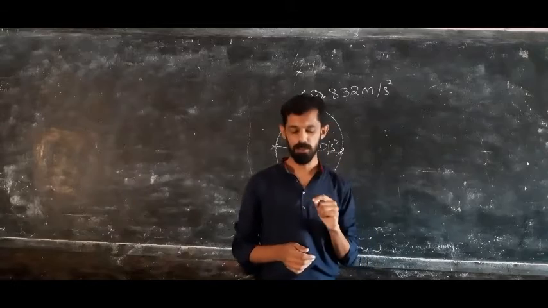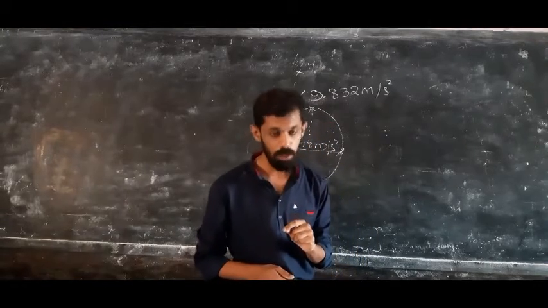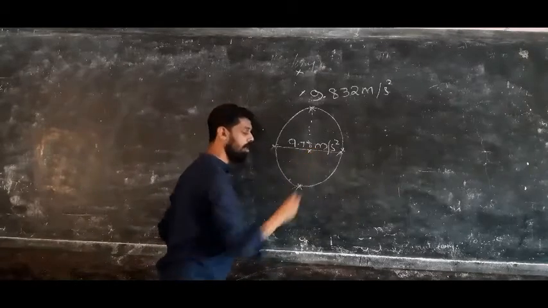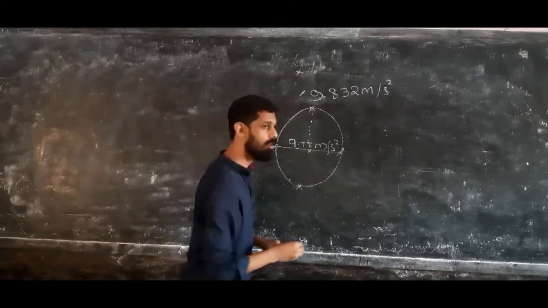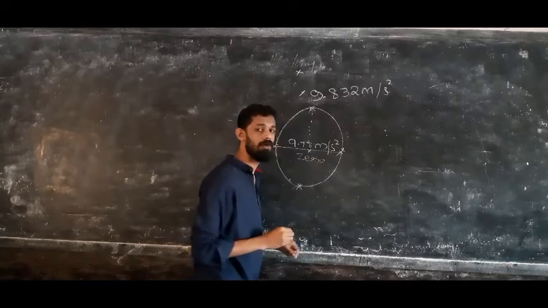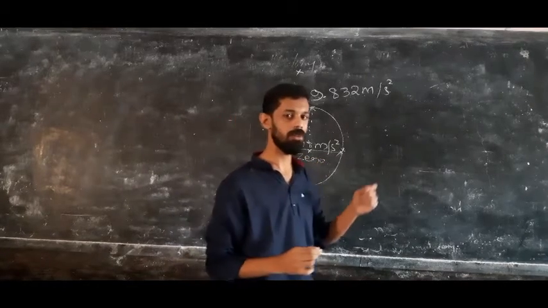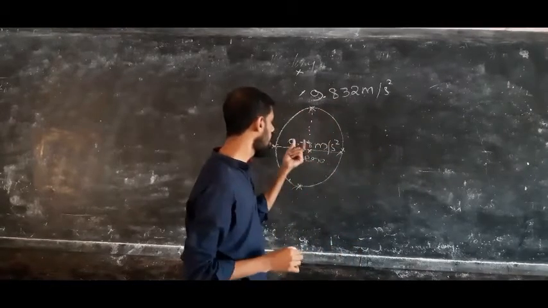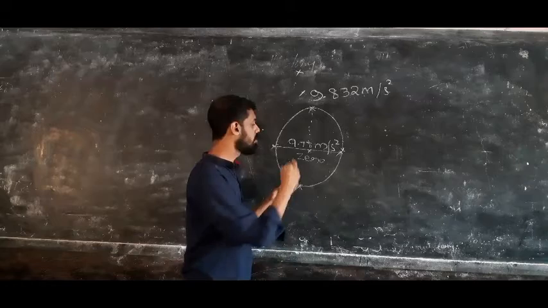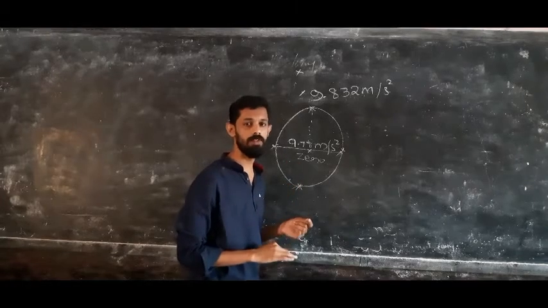Now the last topic we are going to see is at the center of the Earth. What will be the value of acceleration due to gravity? Yes, we know that acceleration due to gravity is 0. So we are going to prove how acceleration due to gravity becomes 0 at the center of the Earth.